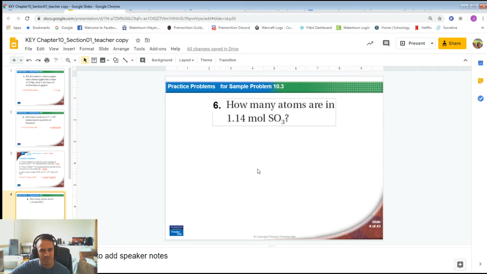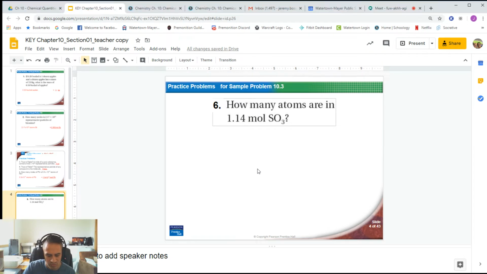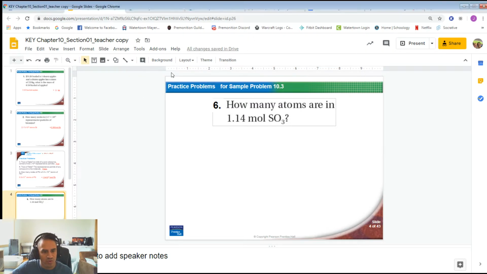All right, moving on to number 6. How many atoms are in 1.14 moles of SO3? All right, so again, we are converting from, we're going from atoms to, or I'm sorry, from moles to atoms. So let's insert a text box so we can type.